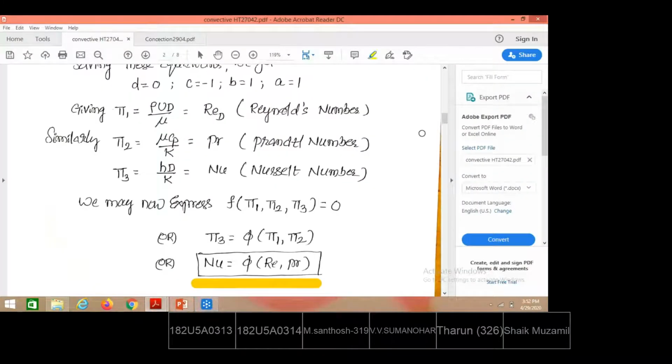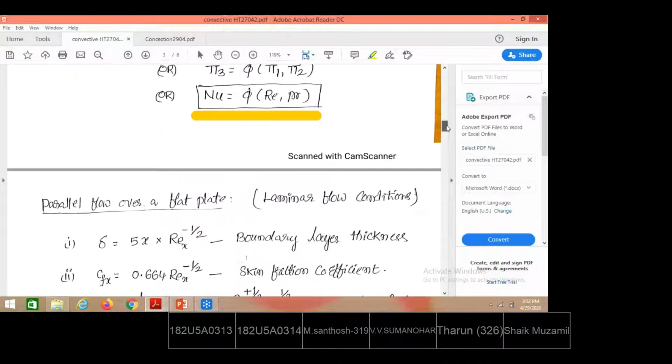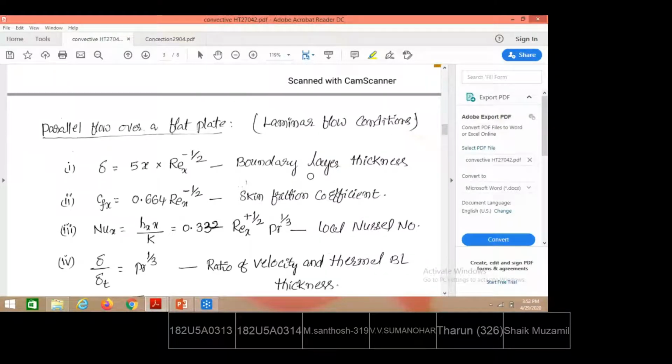That is what we get after getting the relation between Nusselt number, Reynolds number and Prandtl number. For a forced convection problem, the Nusselt number is always a function of Reynolds number and Prandtl number. So now, if you take flow over a flat plate, that too for laminar condition.